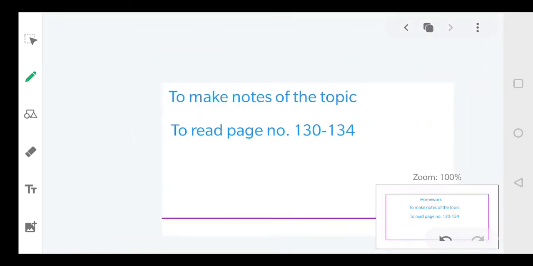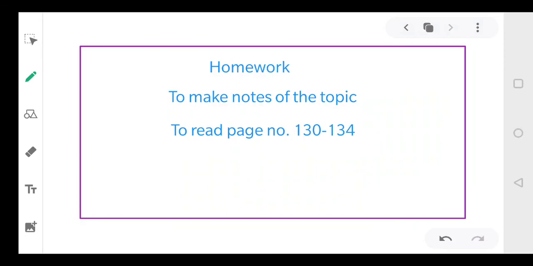So for today, since we have completed the topic so far, you will thoroughly make notes of this topic, and you will read page numbers 130 to 134. Okay, everyone? And if there is any doubt, any query that you have, you can send your queries to me.